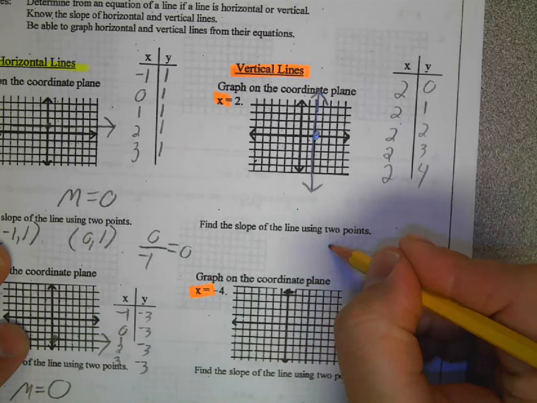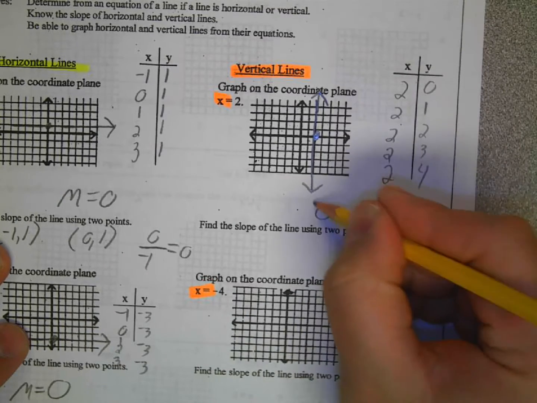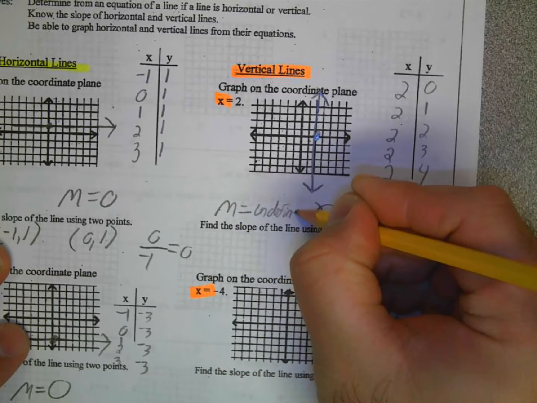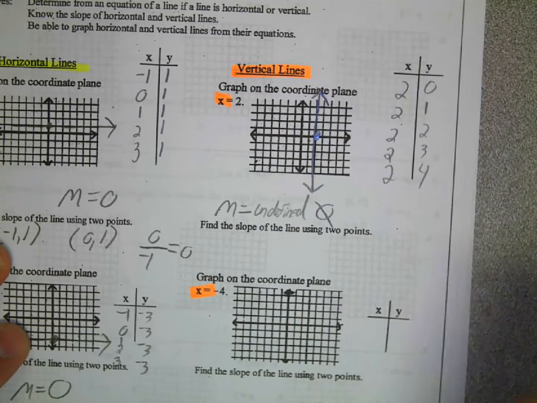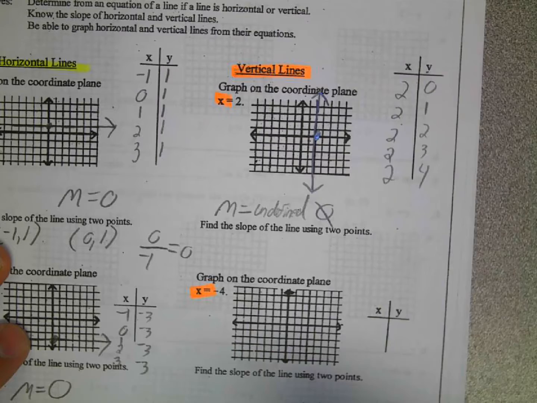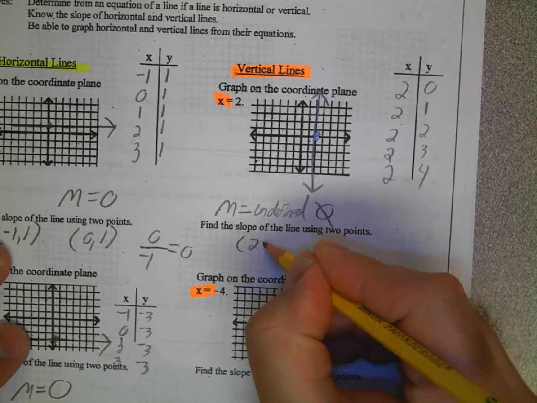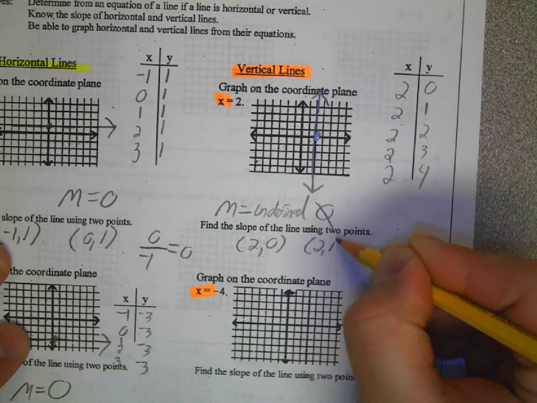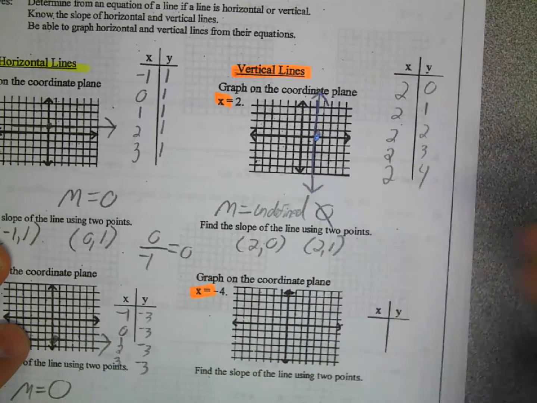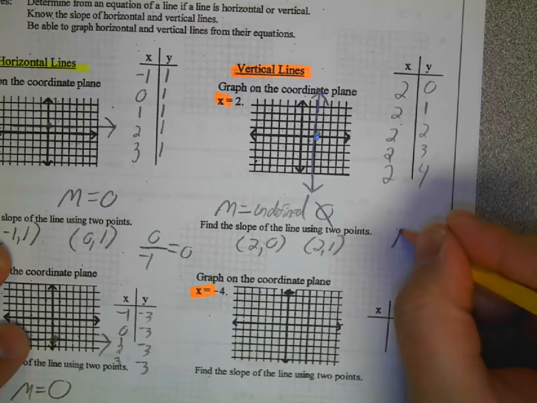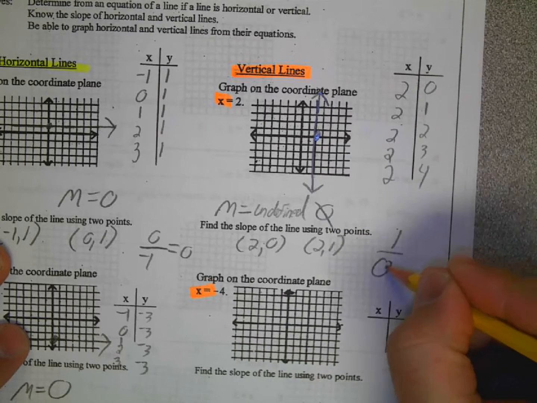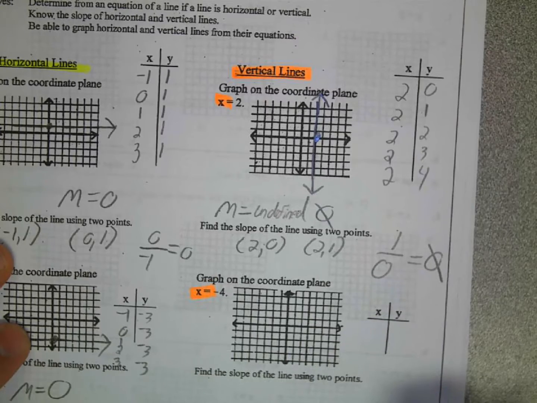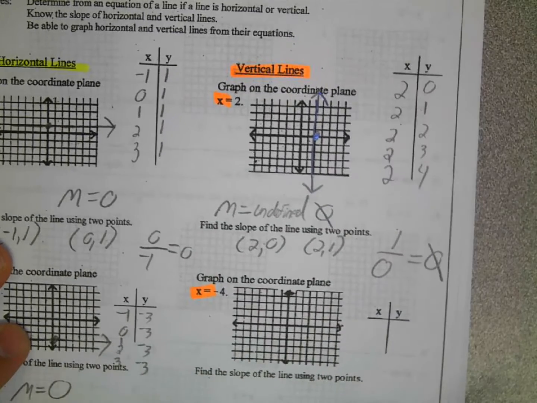So in this case, the slope is called undefined. M is undefined. If I use 2 points, 2, 0 and then 2, 1, and I found the slope, it'd be 1 minus 0, which is just 1, and then 2 minus 2, which is 0. You cannot divide by 0. This is undefined, not allowed. So vertical slopes are undefined.